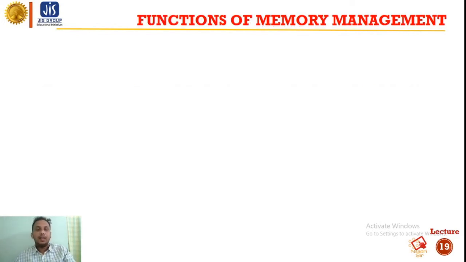So what are the functions of memory management? Basically we use memory management because it allows us to check how much memory needs to be allocated to processes. It decides which process should get memory at what time. It tracks whenever memory gets freed or unallocated, and according to it, it will update the status.